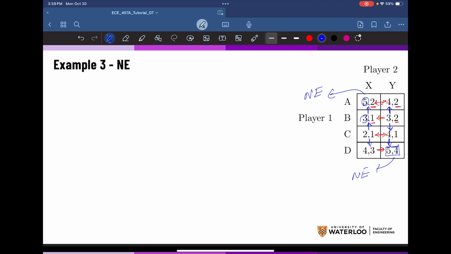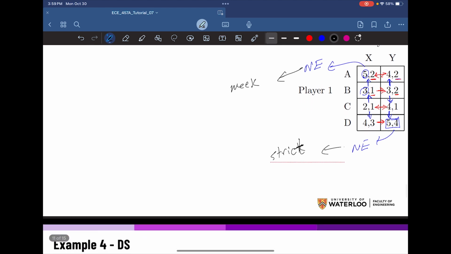Actually, I realized I made a mistake here. Let me first correct that one. Supposed to be like this. Yes. Okay. So as I was saying, this one has like 2 arrows, but one of them is a two-way arrow. So this is a weak Nash equilibrium, while this one is a strict Nash equilibrium. Strict. Okay.